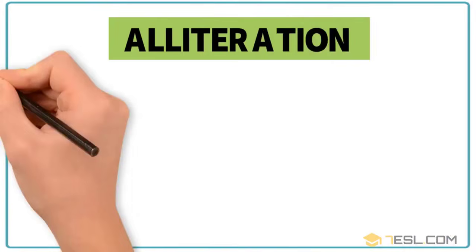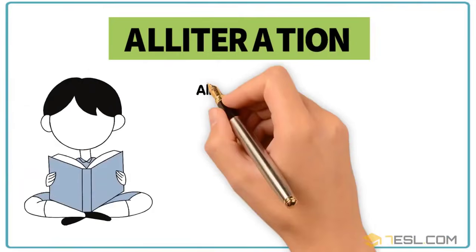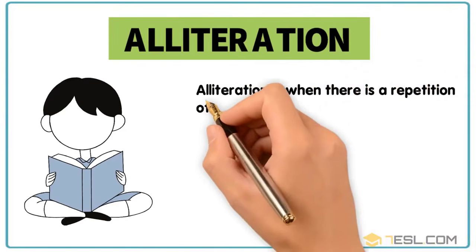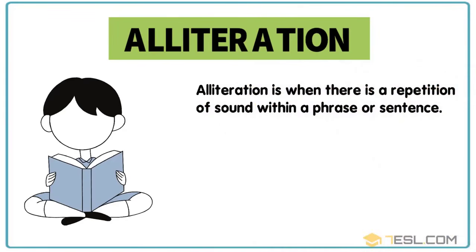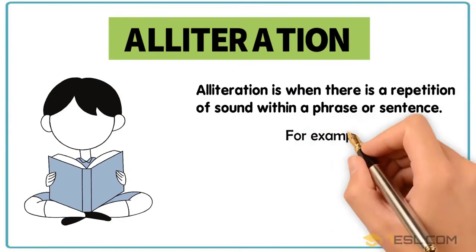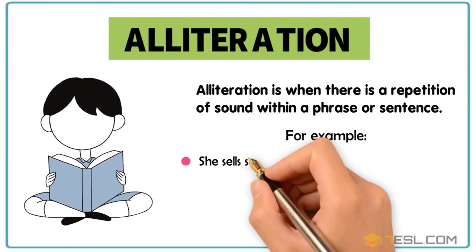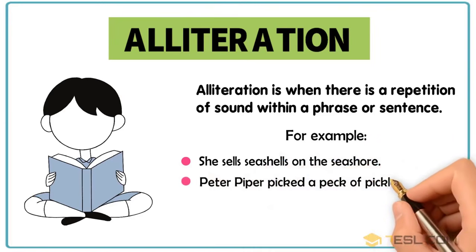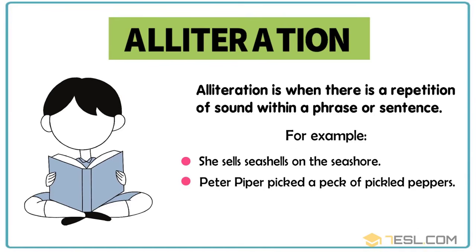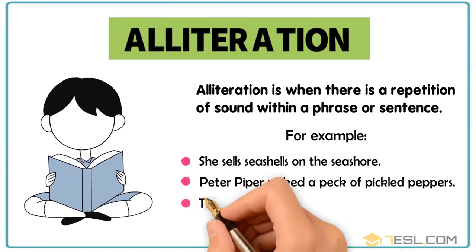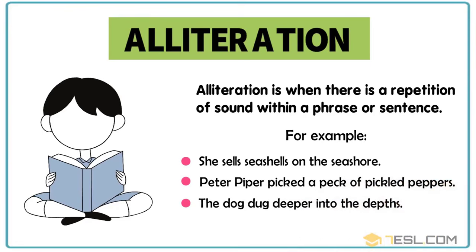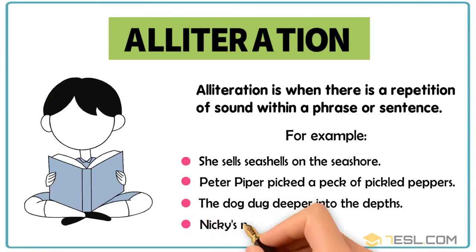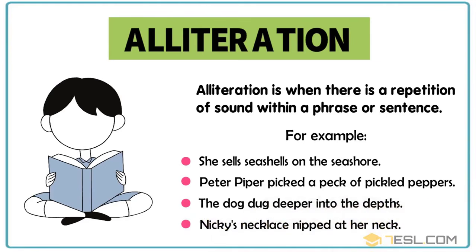Alliteration. Alliteration is when there is a repetition of sound within a phrase or sentence. For example, "She sells seashells on the seashore." "Peter Piper picked a peck of pickled peppers." "The dog dug deeper into the depths." "Nikki's necklace nipped at her neck."